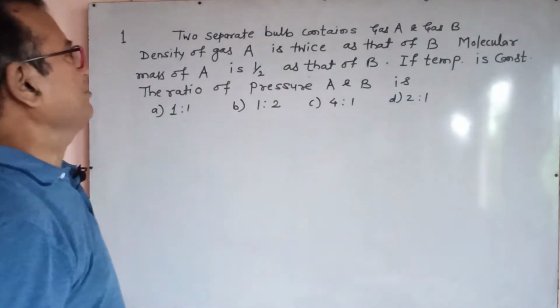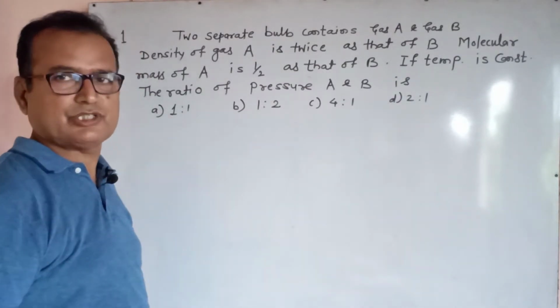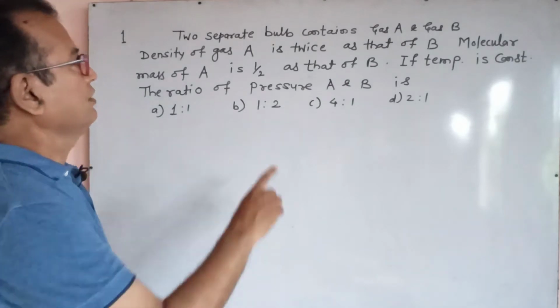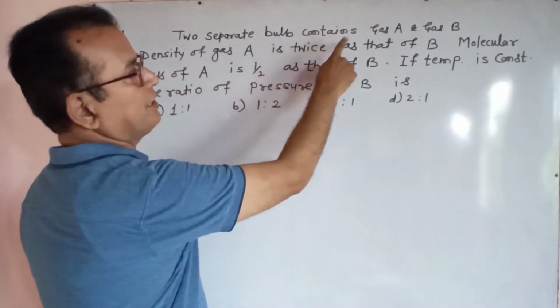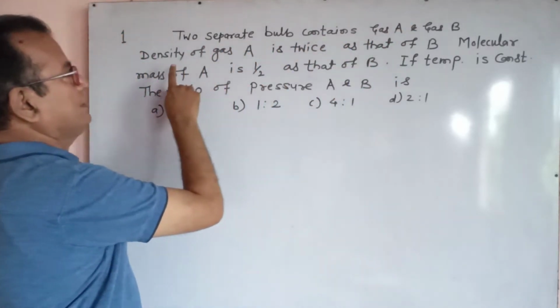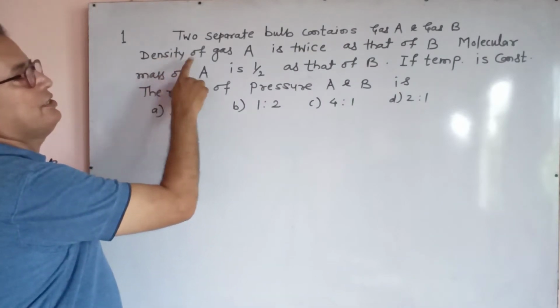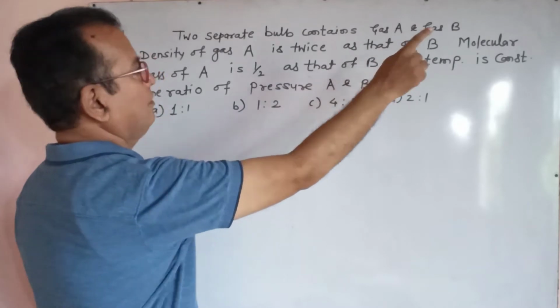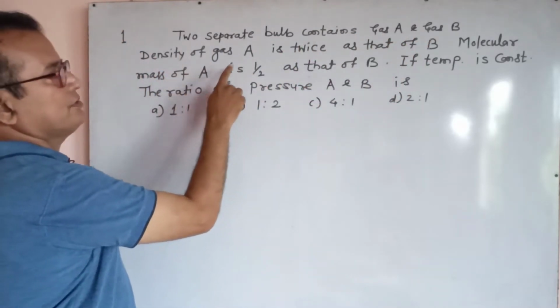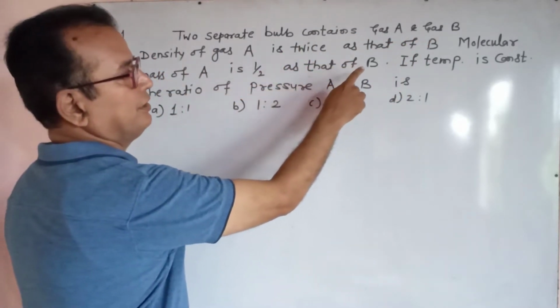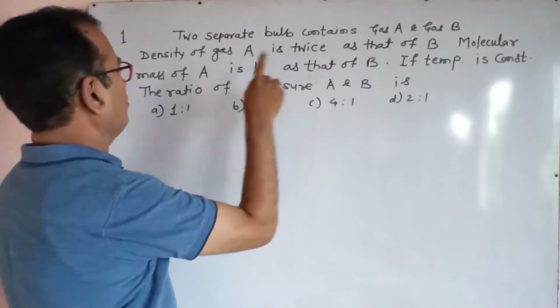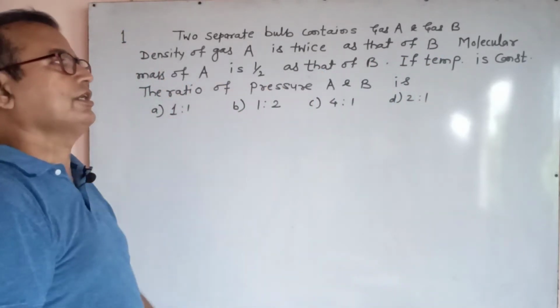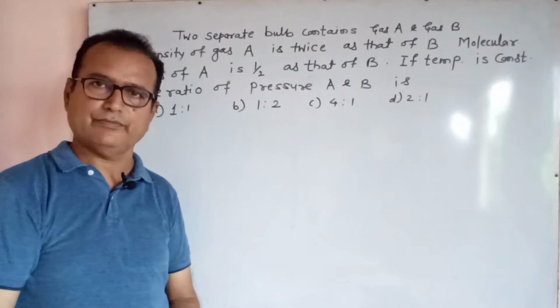Yes, in this next question series, next important question. Two separate bulbs contain gas A and gas B. The density of gas A is twice that of B. The molecular mass of A is 1/2 that of B. If temperature is constant, the ratio of pressure A and B is.